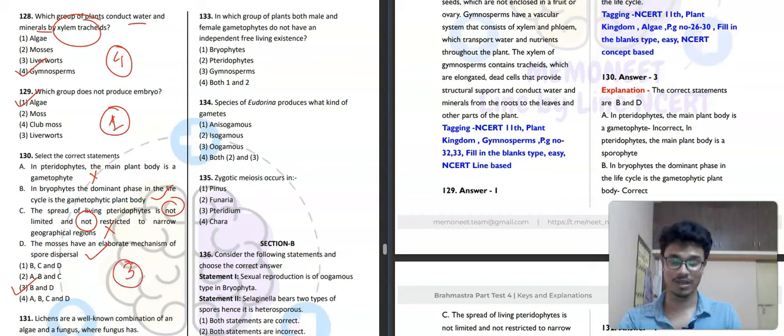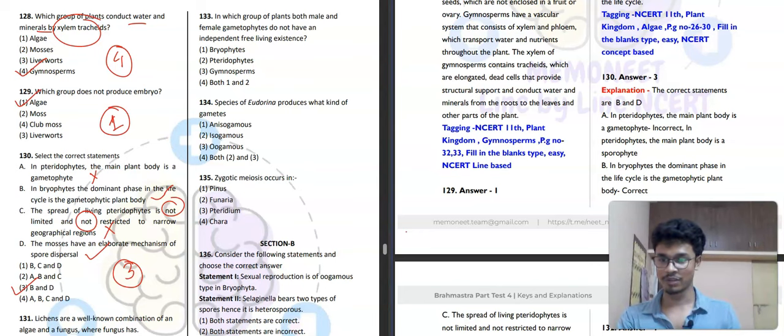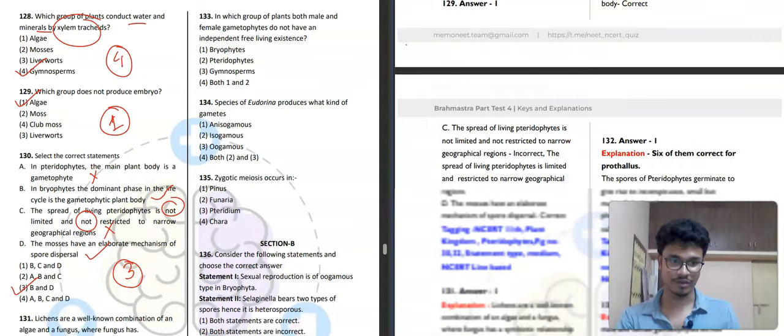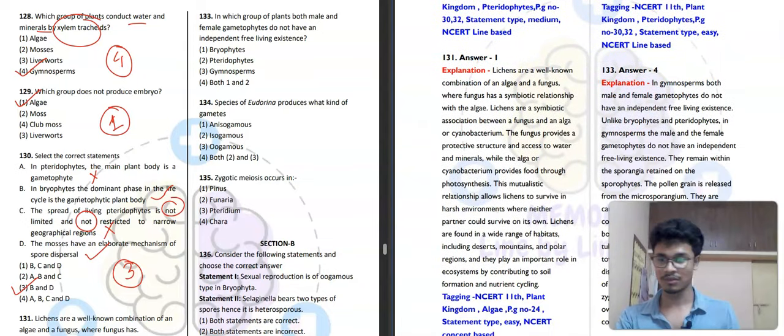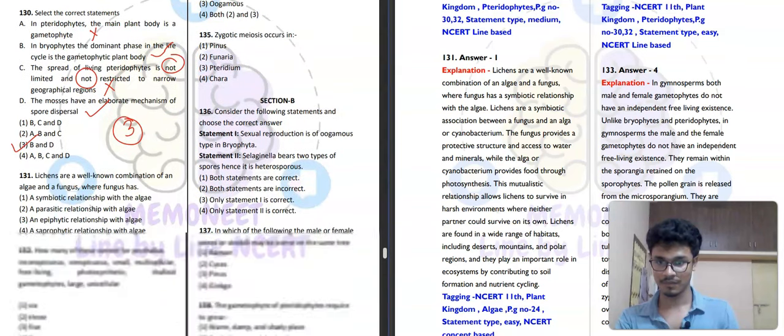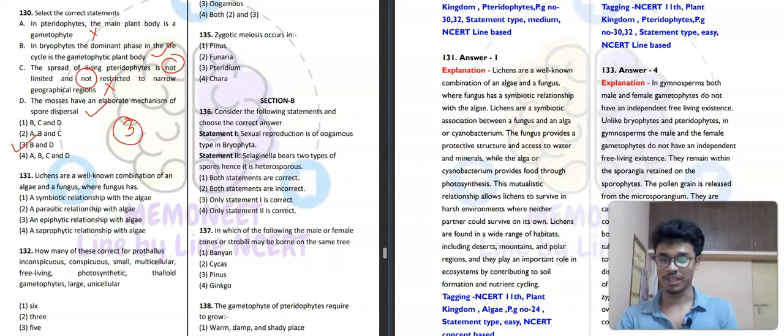I hope you are understanding each and every question very clearly. Okay, so now we will move towards the next question, 131. It is saying that lichens are a well-known combination of an algae and fungus, where fungus has a symbiotic relationship with algae. First option is our correct answer.